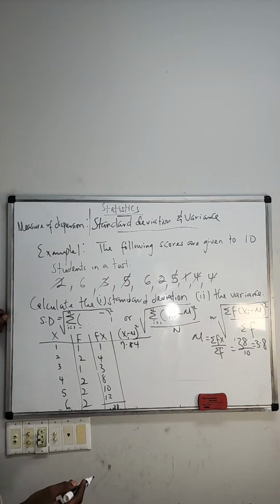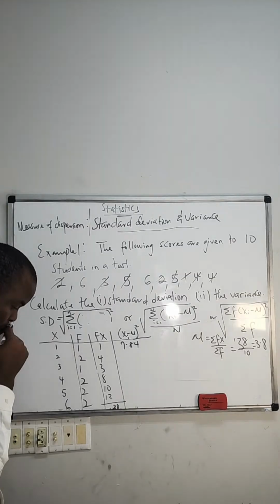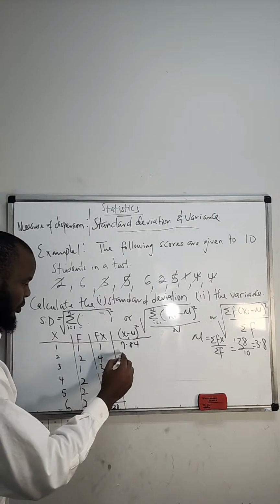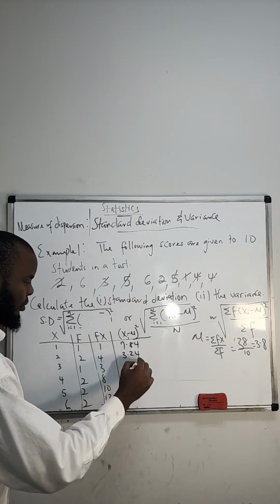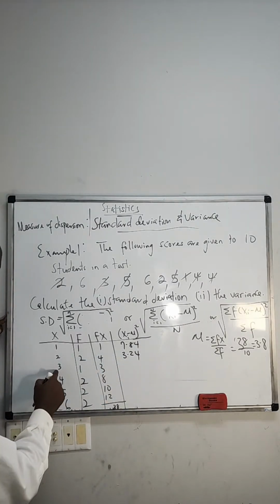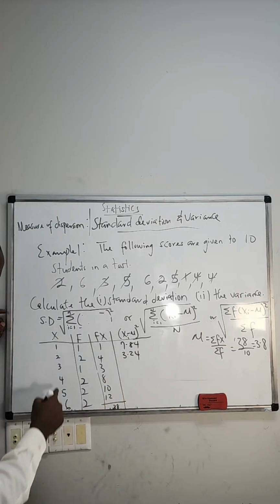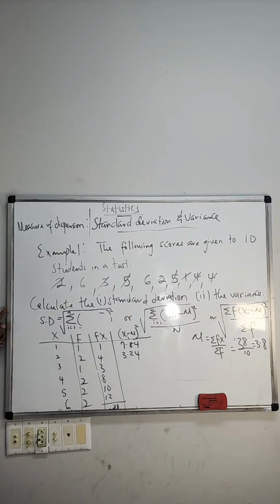1.8 squared. That is 18 times 18. 3.24. 3.24. 3 minus 3.8 is negative 0.8. You don't even multiply it by 2? Because it's happening twice.